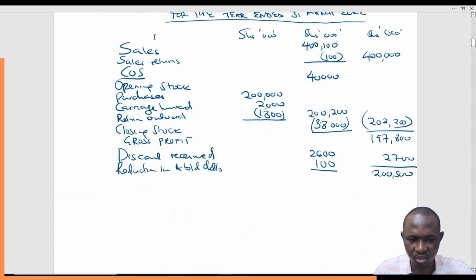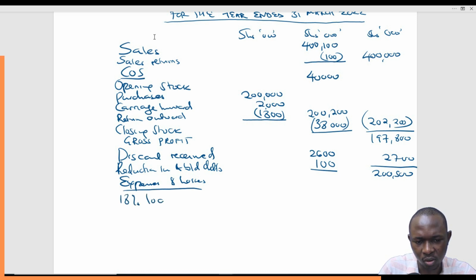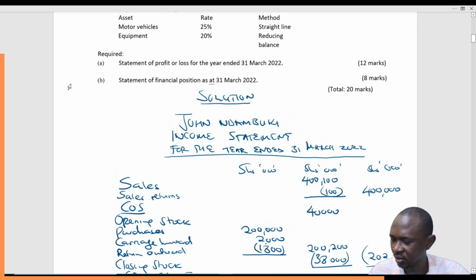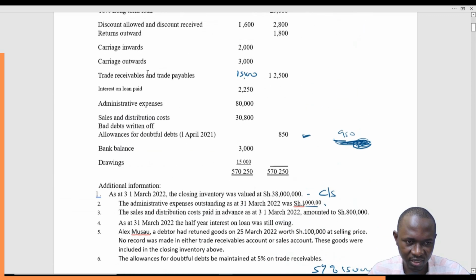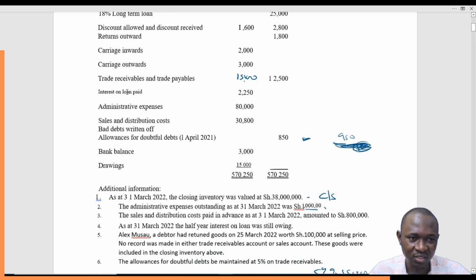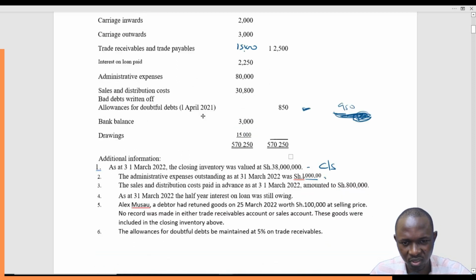That's our starting point. It's an expense. The interest part of it, that's what we are interested in. Expenses and losses. So 18% loan, we're talking of 4,500. Basically 18% of 25,000. That is the loan interest that we're supposed to pay for that particular year. How much we paid, how much is still outstanding, I think that's a question that will get a lot of insight when we go to the additional information. But at least we know this is the expense for this year, so we have to capture it the way it is.